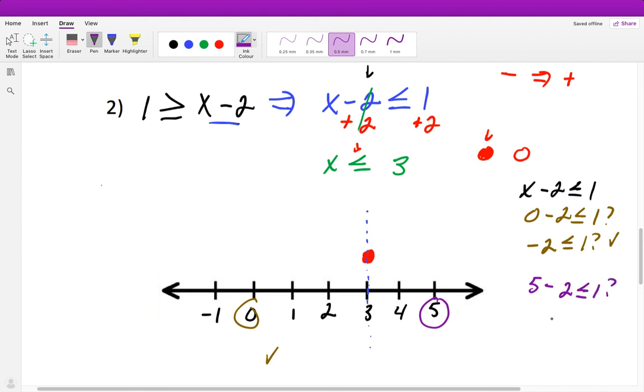Is that? 5 minus 2 is 3, and 3 is not less than or equal to 1. Now, you will start to solve inequalities in the future where both regions actually can work, but we're not going to do that while we're learning it, because we're just learning the basics right now. All right? Since it worked on the left-hand side, I know that all these numbers are going to work, so that means my graph is going to go to the left-hand side.